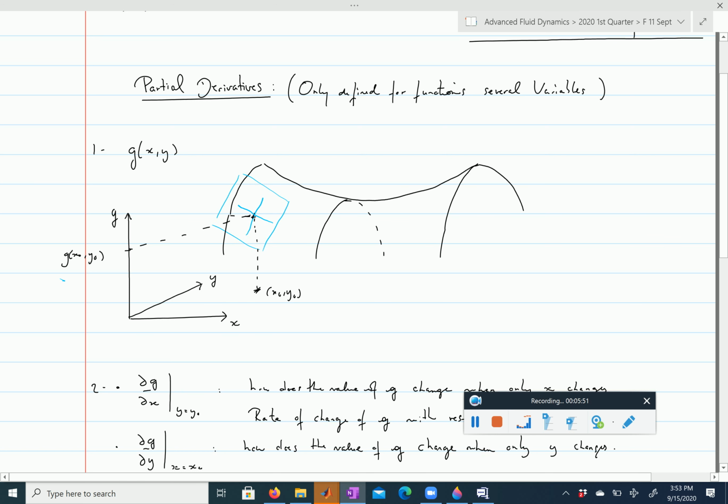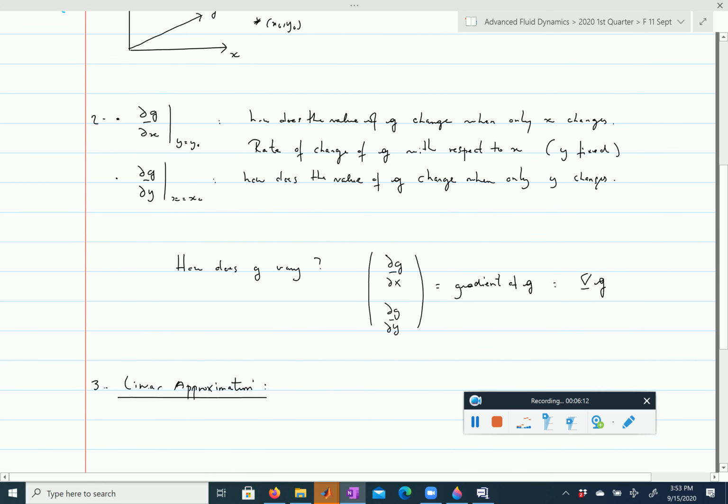Right? And so the linear approximation simply states that if you are in the neighborhood of this point x0, y0, you can approximate the value of the function, so the function g here in the black curve, by the value of a linear approximation which corresponds to that blue plane. And the difference between the two will be small as long as you remain in the neighborhood of x0, y0.